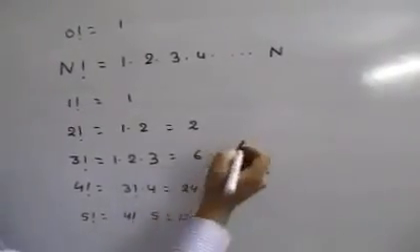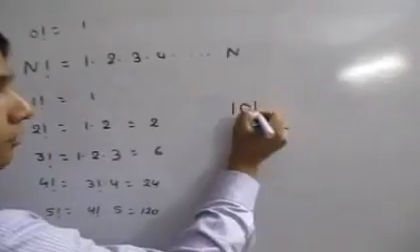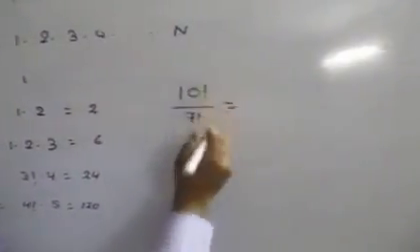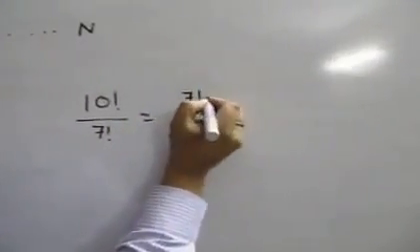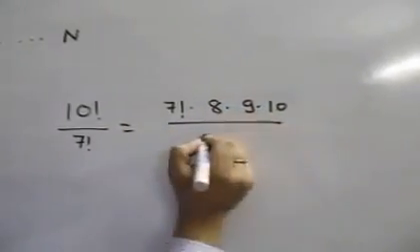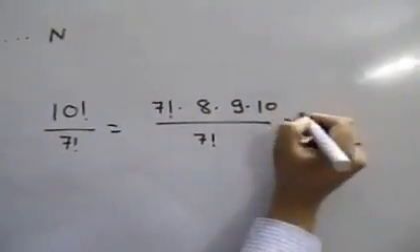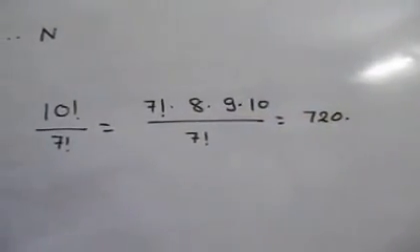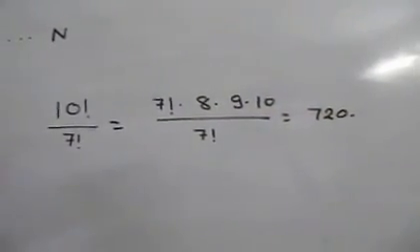Similarly, for calculation, we may have to calculate something like 10 factorial by 7 factorial. Find the value of this. This 10 factorial we can write as 7 factorial into 8 into 9 into 10, divided by 7 factorial, and that is equal to 8 into 9 is 72, 720. So that is the use of factorial, how to use the factorial.